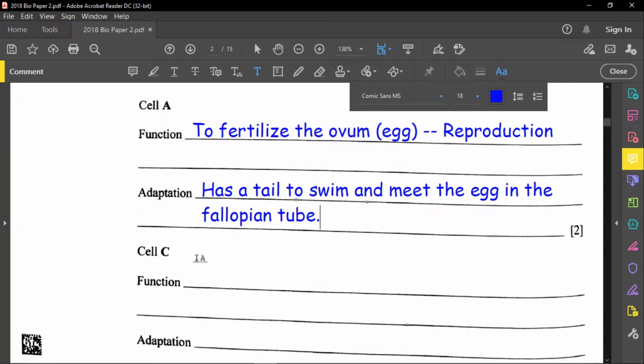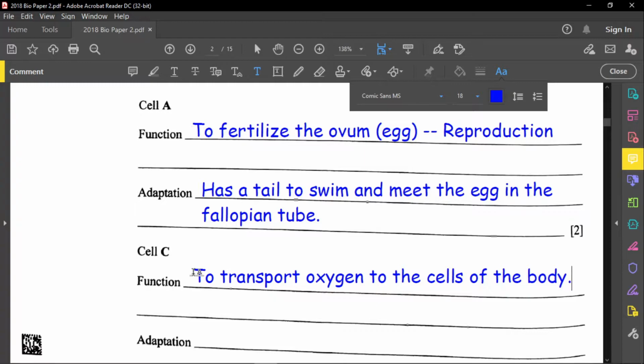Now, cell C is the red blood cell. So the function for the red blood cell is to transport oxygen to the cells of the body. So this is to transport oxygen to the cells of the body.